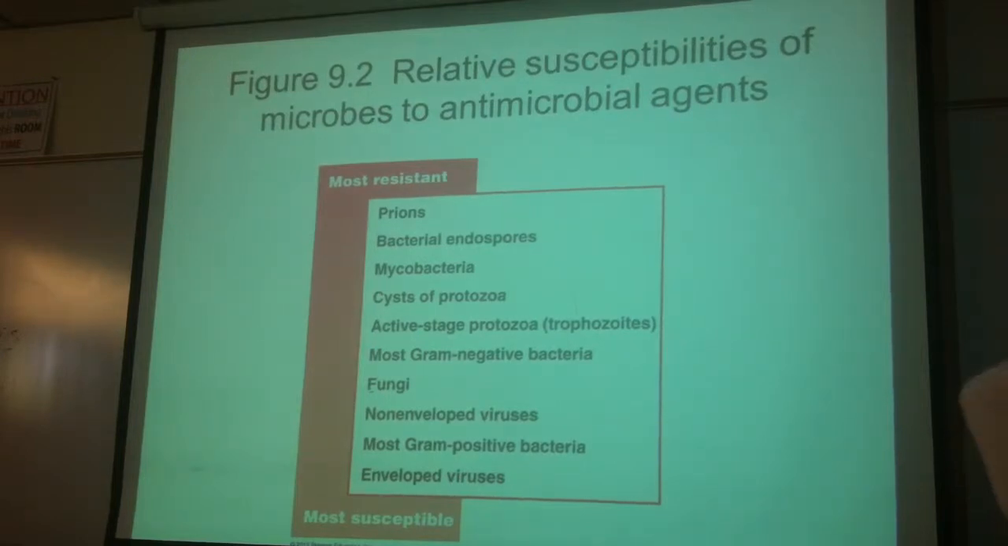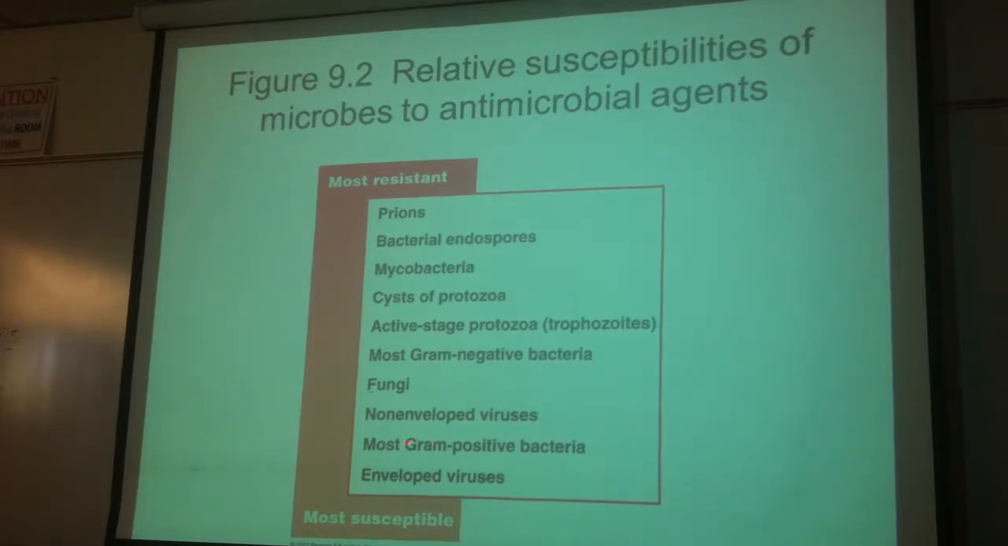So a nice little chart telling you relative susceptibilities, which ones are easy to kill versus more resistant ones. It's one of those things where, depending on what we're trying to kill or disinfect, how hard is it going to be? Endospores are up there. They're not going to go away very easily. Prions are just pieces of protein. They're already misfolded, so they don't really care if it's hot.